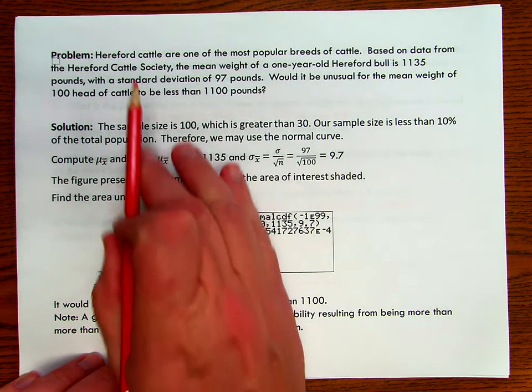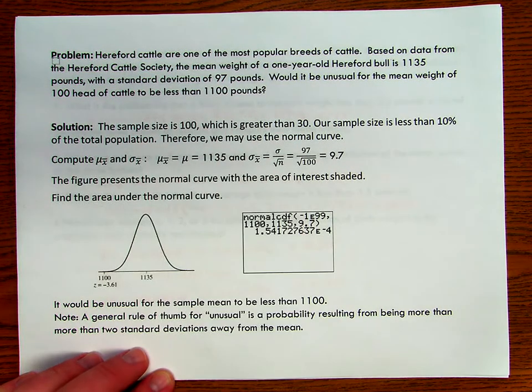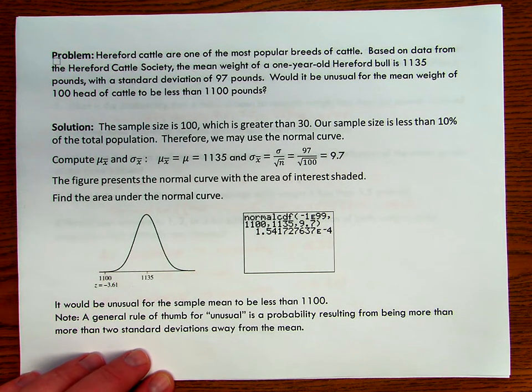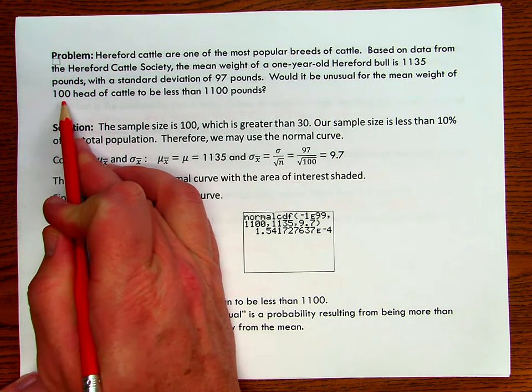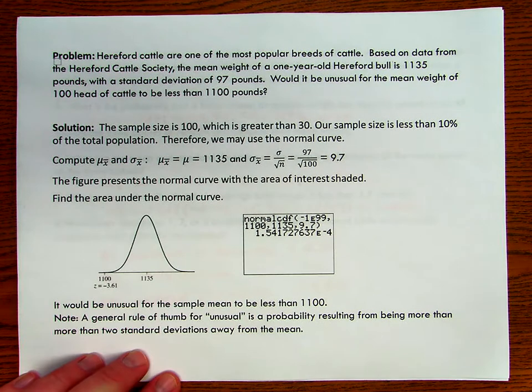So, one thing to take note of as we're reading through these problems is you want to see if they say anything about the shape of the population distribution. The shape of the population distribution is not determined here. It didn't say what it is. But if we have a sample size of at least 30, it turns out that it probably doesn't matter what the shape of the population distribution is.